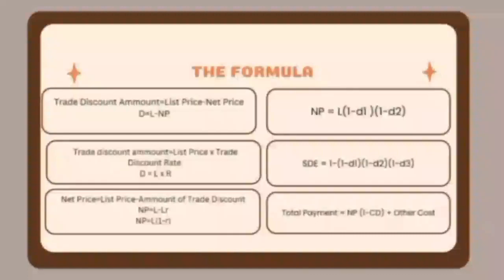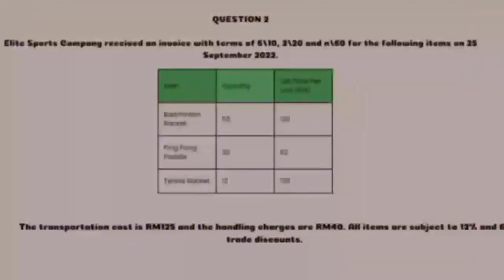There are 6 formulas. So I want to read the question. Early Sport Company received an invoice with terms of 6/10, 3/20, and N/60 for the following items on 25 September 2022. There are 3 items. The first is a badminton racket, quantity 55, list price per unit 120. The second item is a ping pong paddle, quantity 30, list price per unit 62. The last item is a tennis racket, quantity 12, list price per unit 139. The transportation cost is 125 and the handling charges are 40.